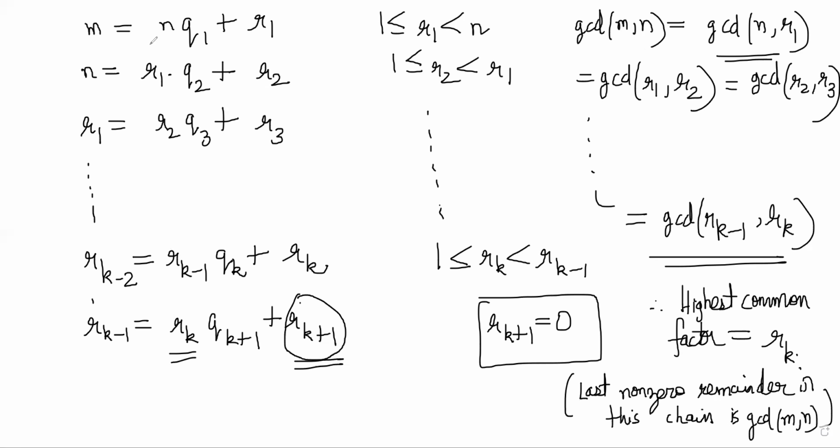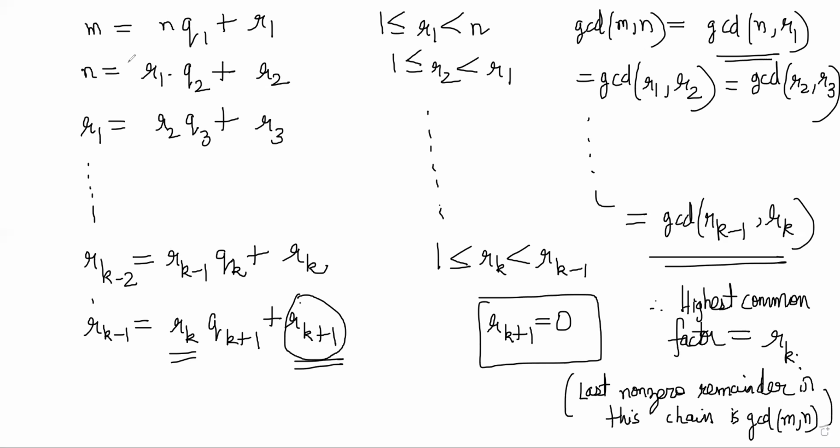So what are we doing? We are doing repeated division till we get to the point when the remainder came out to be 0. Repeated division in what way? You're dividing m and n, you're getting n q1 plus r1. Then you're taking n and r1, and you're dividing those. So n will be equal to r1 q2 plus r2. And then you will divide r1 and r2. And so on.